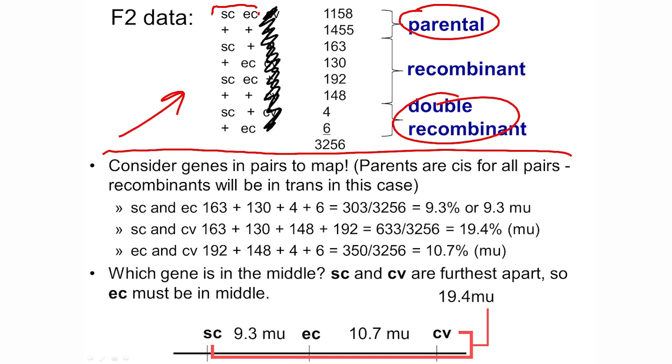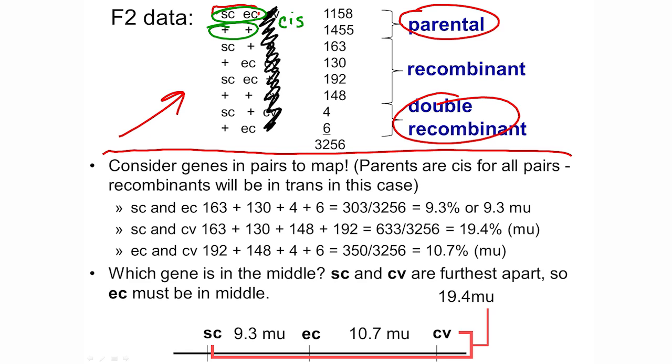So in the parents, it doesn't always have to be this way, but in this case, scute and echinus are on the same chromosome, and plus are on the same chromosome. Is that a cis or a trans arrangement? That is, in fact, a cis arrangement, right? So here's the deal, guys. We want to count recombinants. Isn't that how you make a map? The amount of recombinants over the amount total.